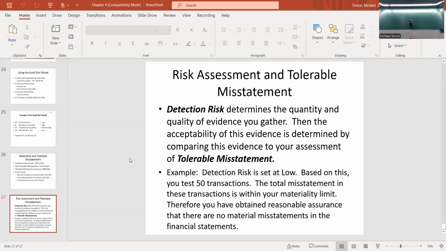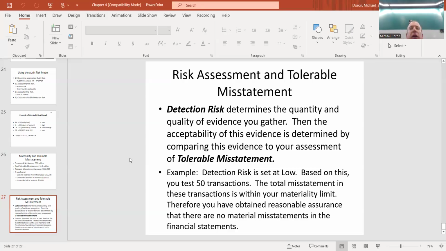And just the opposite. If they have high control risk, meaning they have poor internal controls, there are a lot of mistakes that get through the internal controls. That leads to low detection risk, which means more work for the auditor. Okay, so that's the key insight you take from the audit risk model. If the client has good controls, less work for you, easier for you. They have lousy controls, more work for you.